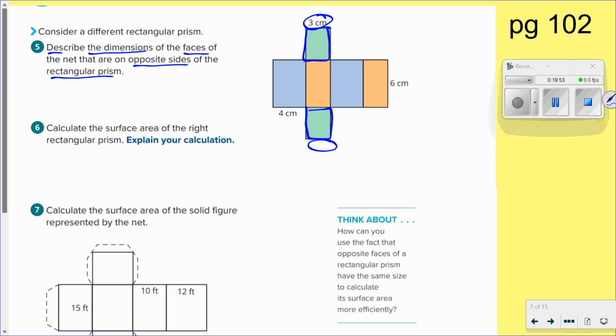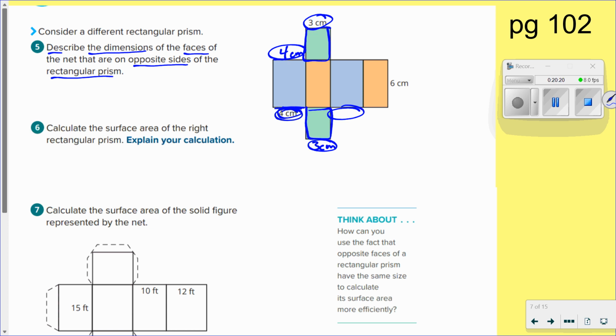I know that this side is 3 centimeters, so what do I know about this side? Storm? Why? Because it's the same shape. It's the same rectangle, right? So I know that one is also 3 centimeters. If I know that this is 4 centimeters, what do I know about this? Why? Because it's the same shape. Okay?